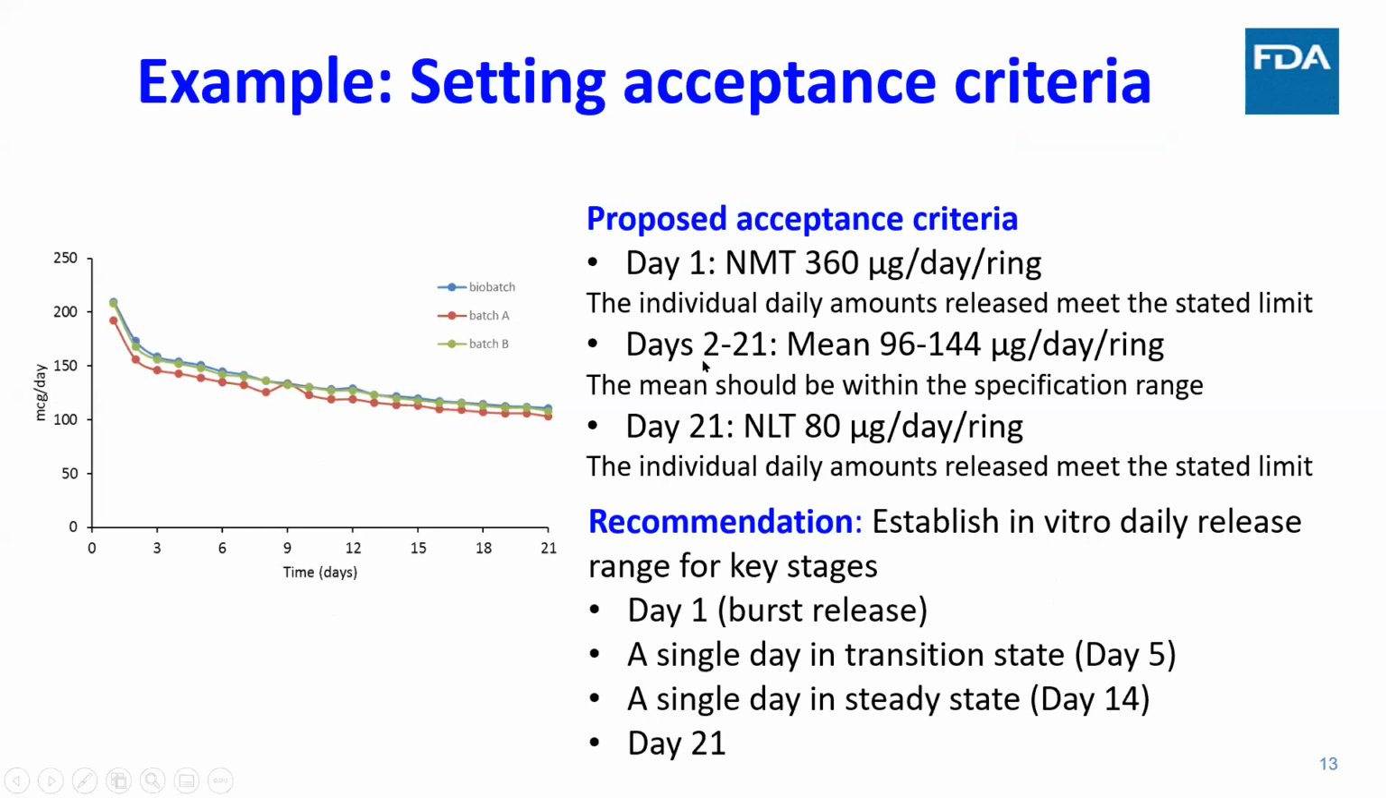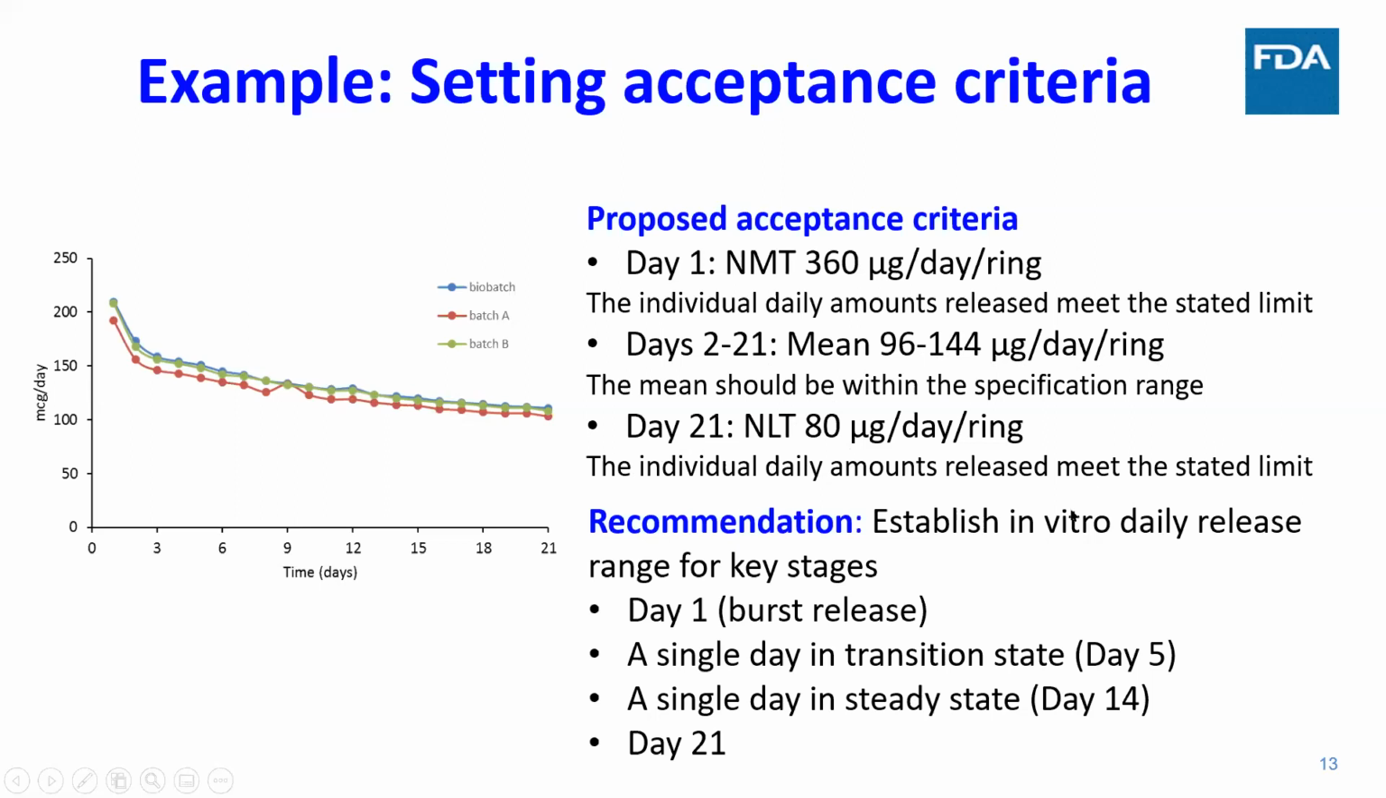This is the proposed acceptance criteria. So day 1 is not more than 360 microgram per day. Day 2 to 21, mean range from 96 to 144 microgram per day. And day 21, not less than 80 microgram per day.